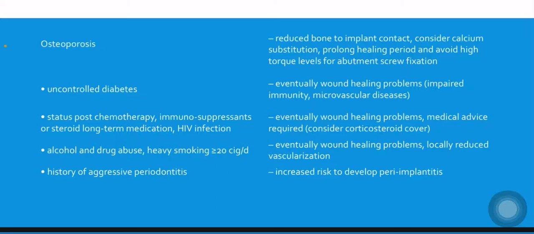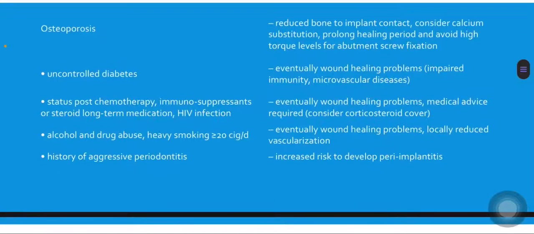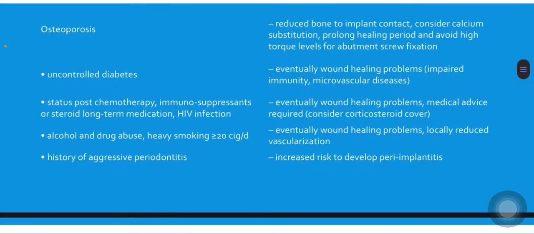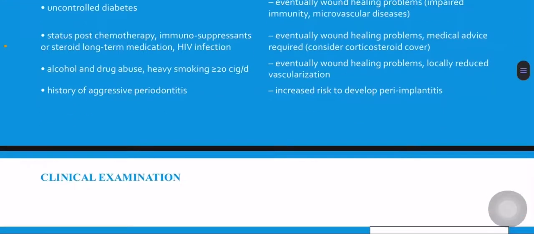Status of past chemotherapy. It is a contraindication, so you have to maybe consider using corticosteroids. Alcohol and drug abuse could affect wound healing and can reduce the local vascularization of a particular area. History of aggressive periodontitis could mainly increase the chance of developing peri-implantitis.